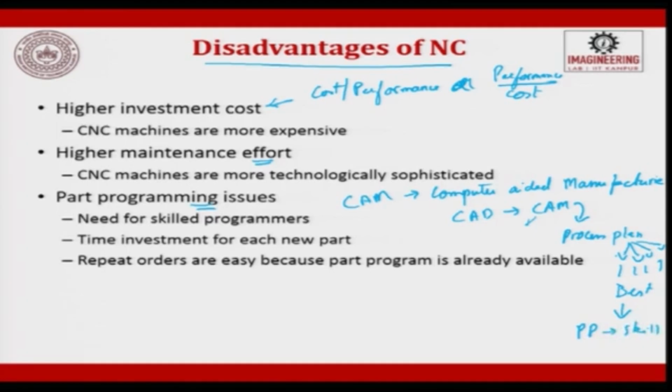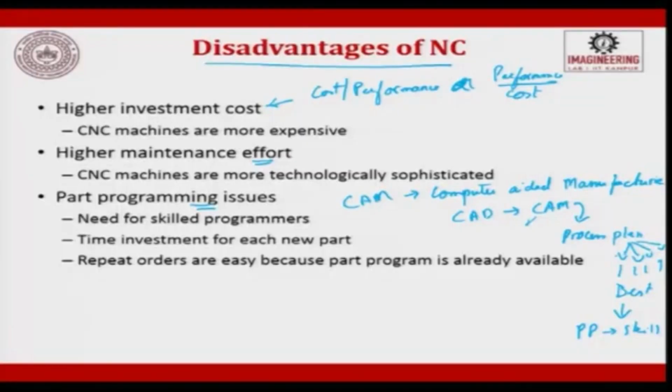So, that is what we said, you need a skilled programmer if it is a complex part, and if there are multiple options given for editing. Then the time investment for each new part is slightly high, and repeated orders are easy because part programming is already available. If it is mass customization, where every part is a program of its own, then it is going to take a lot of time. So, these are the three disadvantages. However, these three disadvantages are very small, minuscule. So, you can always use the NC machines for your advantage.